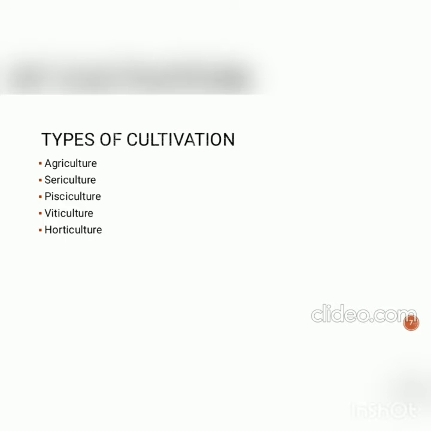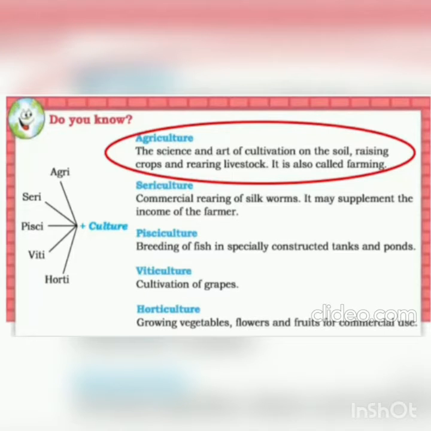Types of cultivation. Now, in types of cultivation, there are different terms like agriculture, sericulture, pisciculture, viticulture and horticulture. So first, we will understand what is agriculture. Agriculture is the science and art of cultivation of the soil, raising crops and rearing livestock. Here the livestock means animals. It is also called farming. In the simplest form, we can say agriculture is the science or art of cultivating land.